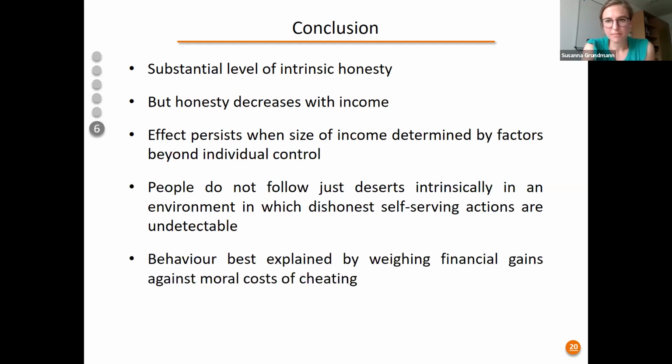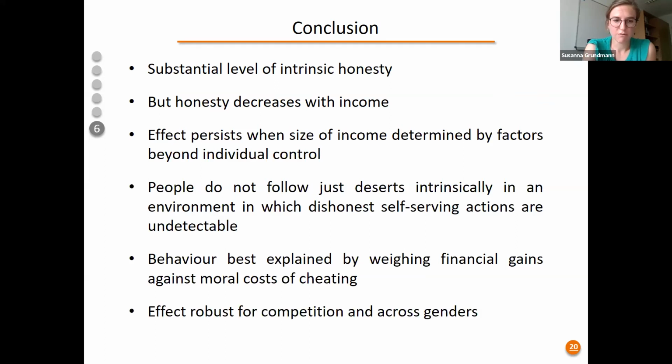And the behavior across treatments is best explained by weighing financial gains of cheating against the moral costs of cheating. And the effect is robust for competition and also across genders.